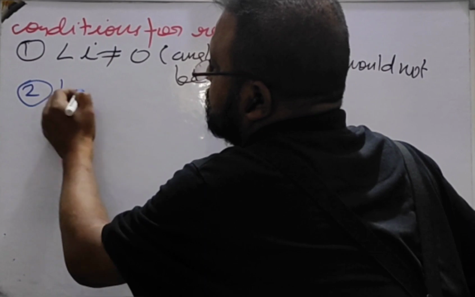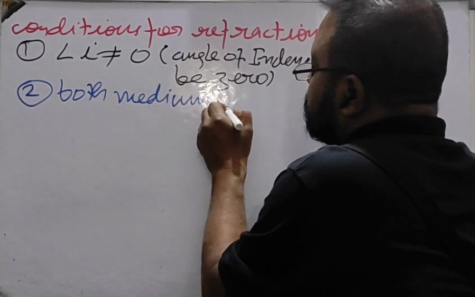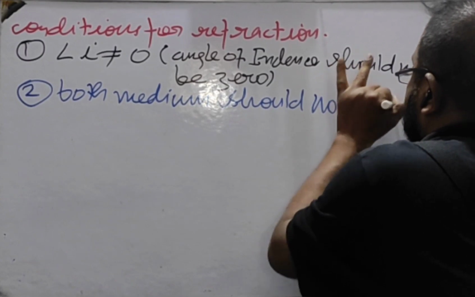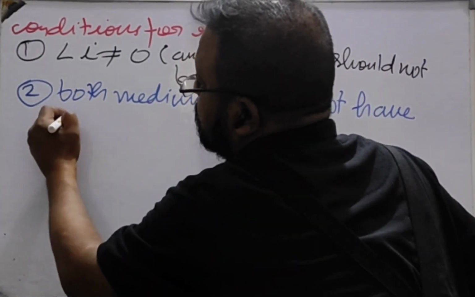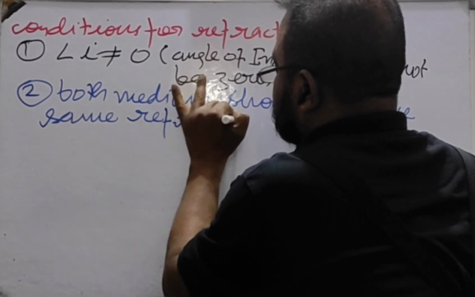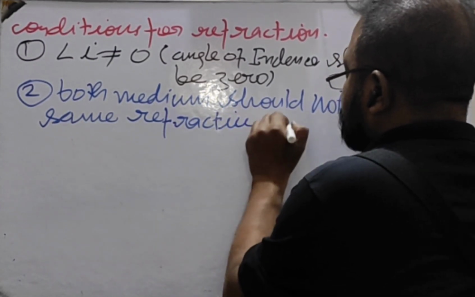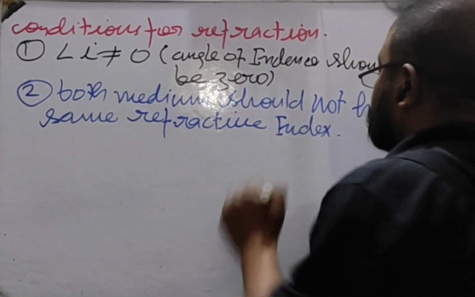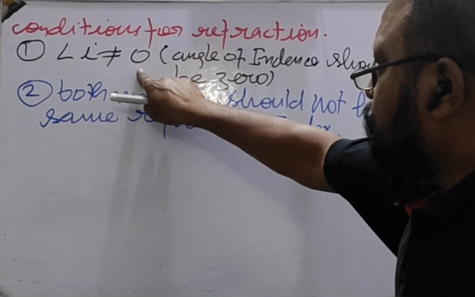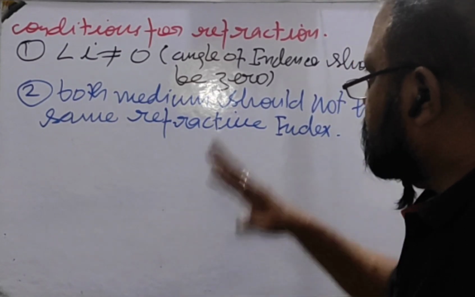And the second is both mediums should not have the same refractive index, right? So the angle of incidence should not be zero and both mediums should not have the same refractive index, right? So these are the conditions for refraction.